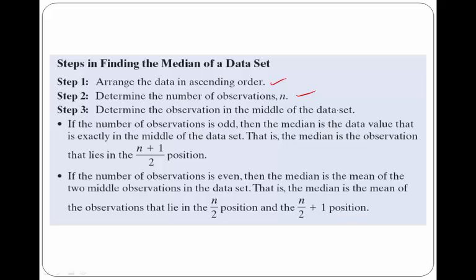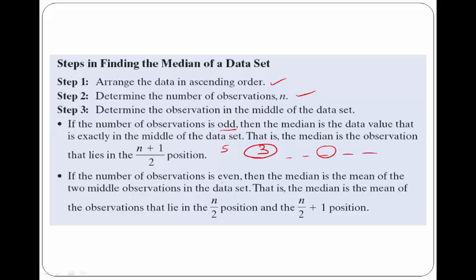Determine the observation that is in the middle of the data set, and you can do this using one of the following, depending on whether you have an even number of data or an odd number of data. If the number of observations is odd, then the median is the data value that is exactly in the middle of the data set. That is, the median is the observation that lies in the n plus 1 divided by 2 position. So if you have 5 data values, then 5 plus 1 would be 6 divided by 2, so if you count over in the sorted data, your median is going to be in the 3rd position out of 5 numbers.